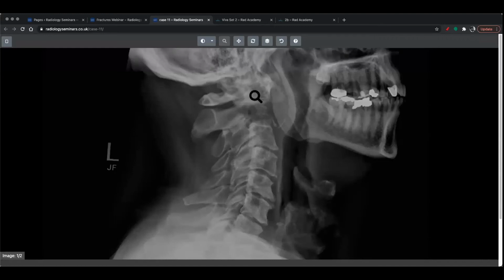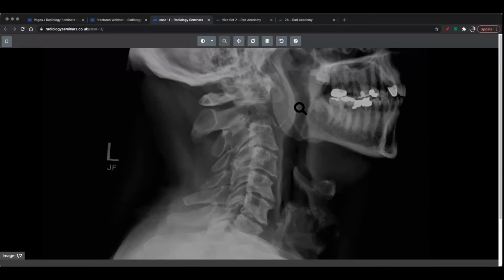So the C2 vertebra is this big guy here. Normally it's going to be sitting around here. Then you've got your C3, C4, C5, C6, C7. You want to make sure that everything is nicely in line. That's one of the things you want to make sure of. And also you want to look at the soft tissues. The soft tissue anterior to the spine should be kind of close up, but there shouldn't be any bulging of soft tissue.